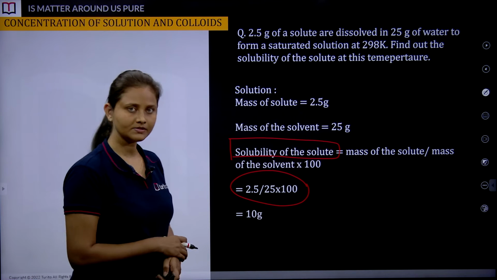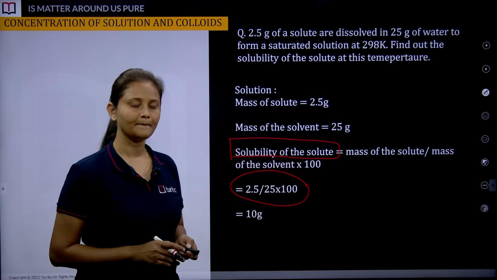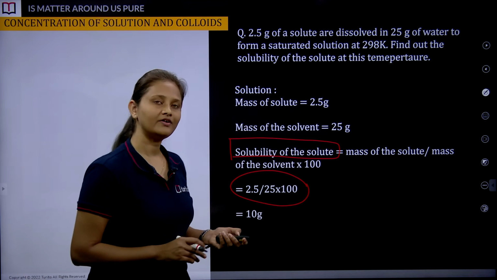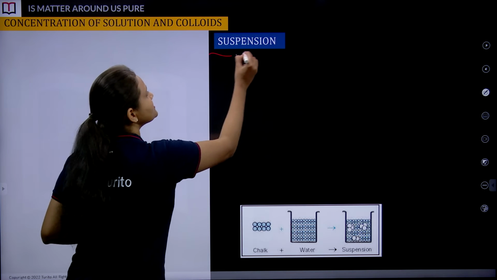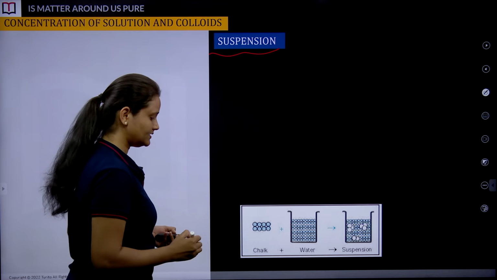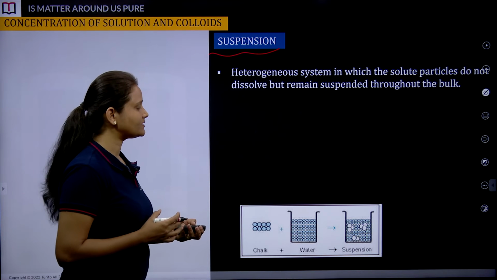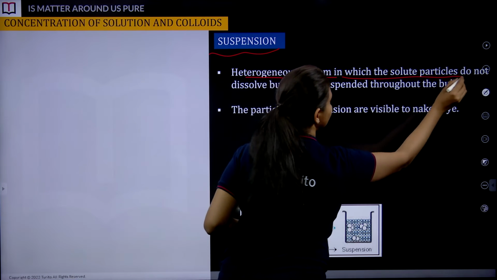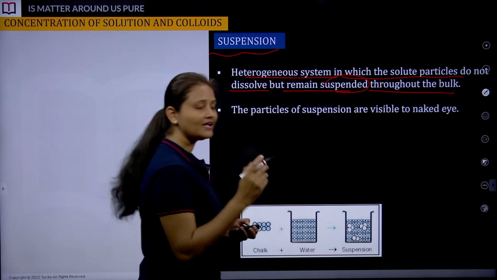So concentration terms and questions based on those concentration terms we have covered, right? So it's time to move ahead and try to understand the next type of solution, that is nothing but what? Suspension. So here in a suspension we are going to see something quite different than the true solution. Okay, so let's see what is that. So suspension is a heterogeneous system in which the solute particles do not dissolve but remain suspended throughout the bulk. And that's why the word is suspension.